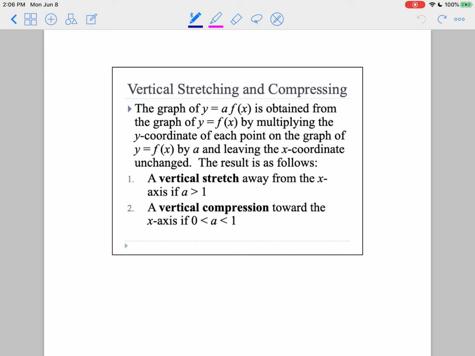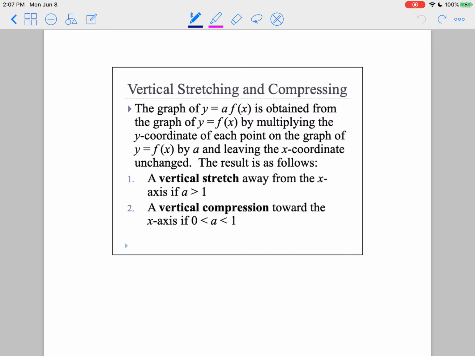So if a is bigger than 1, then I'm actually going to be stretching the graph. Just like before, what you see is what you get on the outside of the function. So let's say there's a 2 out there. All my vertical movements are going to be multiplied by 2. If there's a 3 on the outside, all of my vertical movements are going to be multiplied by 3.